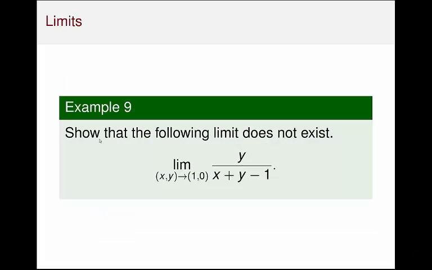Alright, let's see one example. Here we want to show that the following limit does not exist. The function here is given by y over x plus y minus 1. That is our function. And the point in the domain which we are interested in is the point (1, 0). How do we know that the limit does not exist at this point (1, 0)? Well, we're going to find two paths along which we'll get different limits.